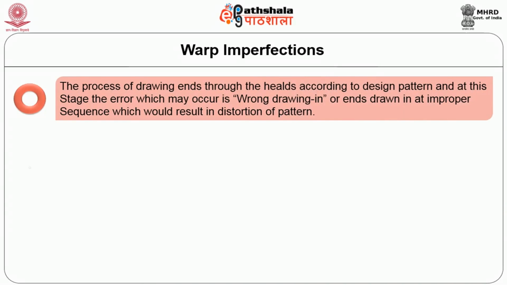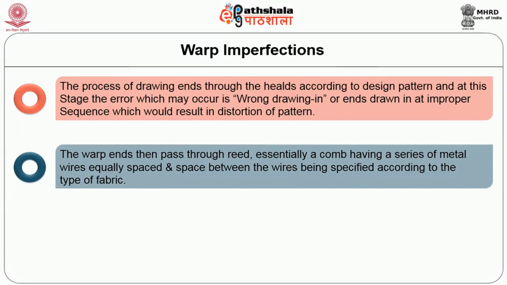Following the process of drawing in through the heddles according to the design pattern, at this stage the errors which may occur are wrong drawing in, or the ends drawn in at improper sequence, which would result in distortion of pattern. The warp ends pass through the reed, essentially a comb having a series of metal wires equally spaced, the space between the wires being specified according to the type of the fabric.